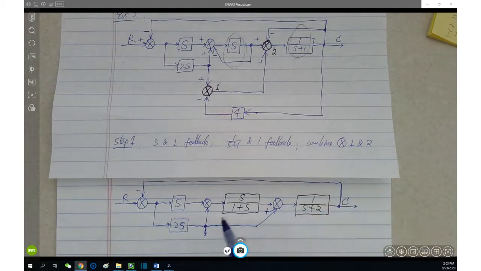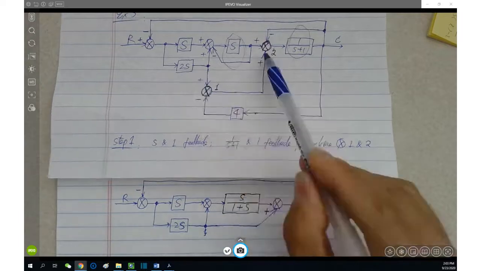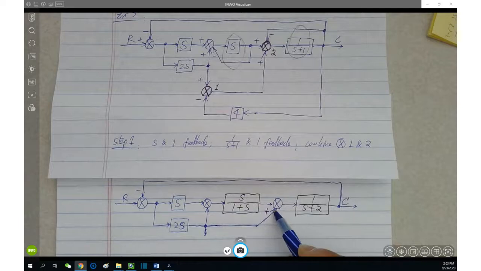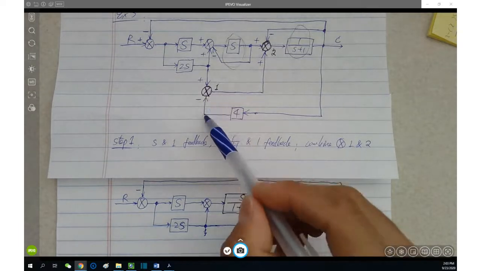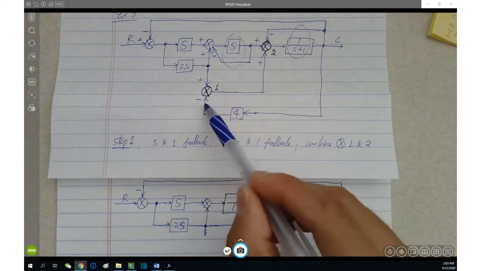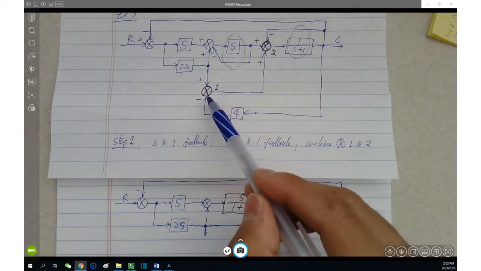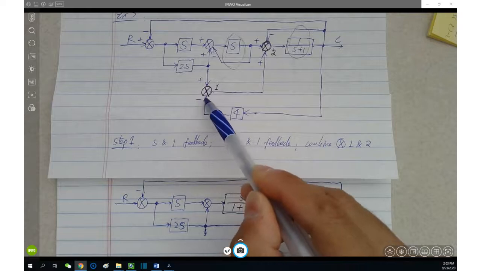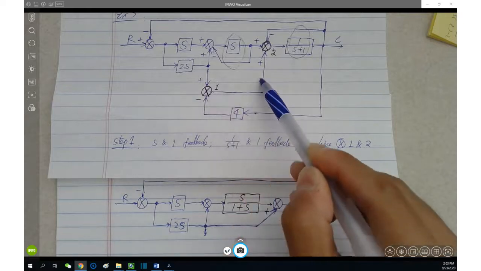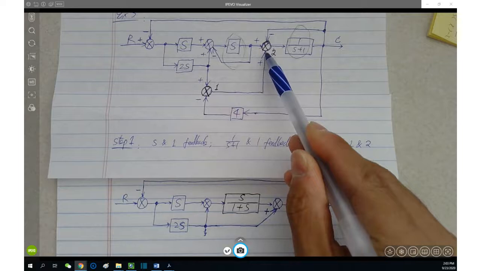Does it make sense? Which is this signal. Once again, positive, positive, remain as positive, go into here. Another signal going into summing junction 1 is this signal down here, the output of the 4. Be very careful now. First, this signal goes through this negative and then plus into summing junction 2.